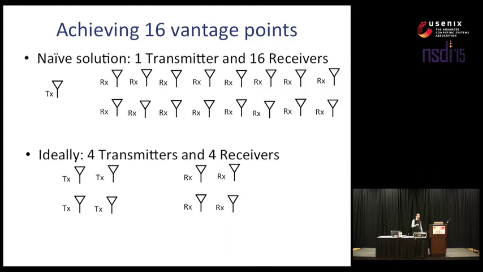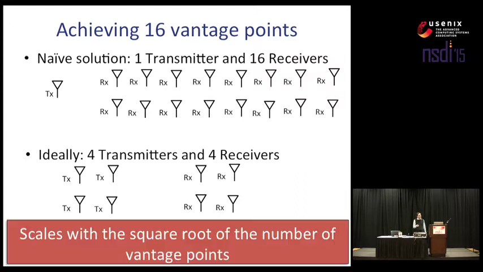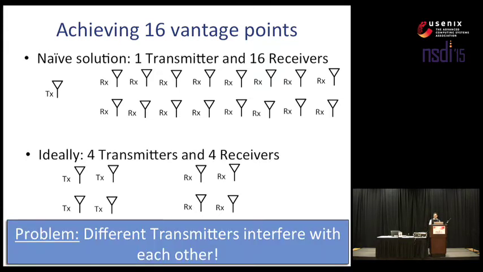But even more fundamentally, the second approach would only scale with the square root of the number of vantage points, while the first one will scale with the number of vantage points. So we really want to go with the second approach, but it also has a problem. And the problem is that the different transmitters will interfere with each other over the medium. So how can these different transmitters share the medium without interference?